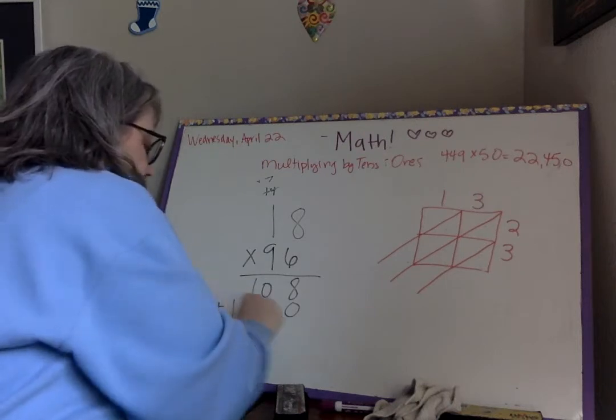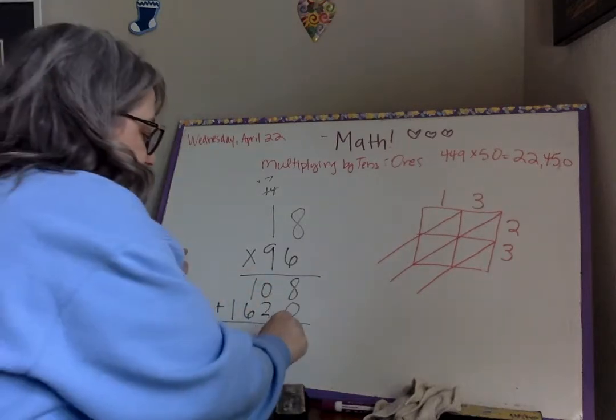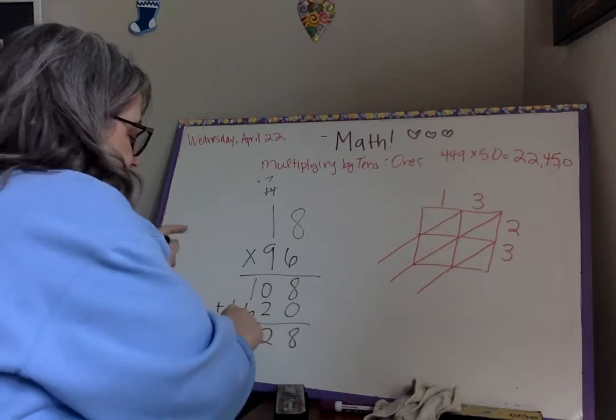Make sure you keep your ones, your tens, your hundreds, and thousands all lined up. 8 plus 0 is 8. 2 plus 0 is 2. 6 plus 1 is 7.